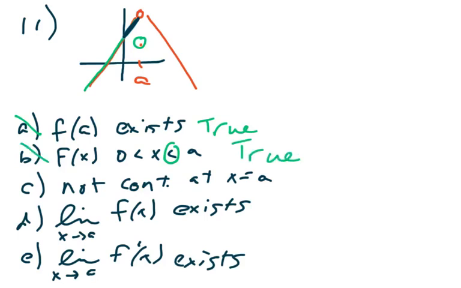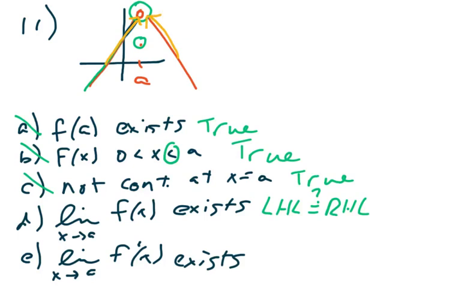Part C, the function is not continuous at x equals A. Well, absolutely, because we have a hole at A. We have a point discontinuity. So that is a true statement, not our answer. D, the limit exists for f of x. Again, you're asking yourself, does the left-hand limit equal the right-hand limit? At x equals A, as I approach A from the left and from the right, we're approaching the same y value. So this is a true statement, not our answer. That just leaves us with choice E, which is our correct answer.